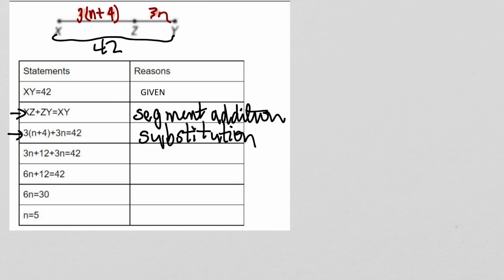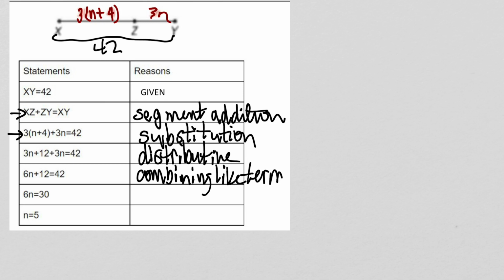Okay, so next one is distributive property. Distributive. Then we have combining like terms. Then there's subtraction, subtracting 12. And then we are division property. And we get n to be 5.